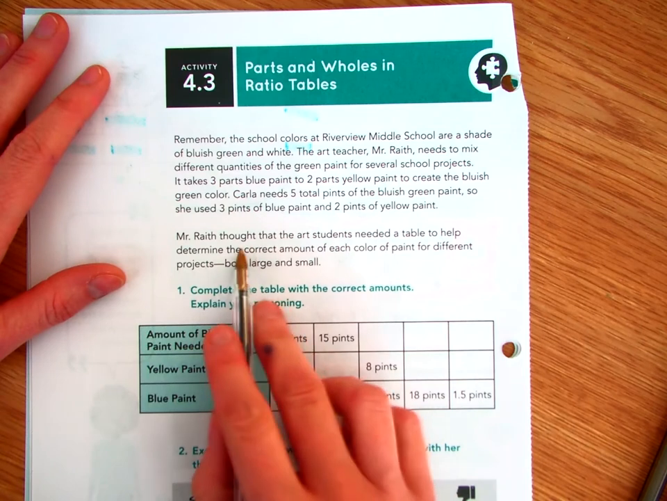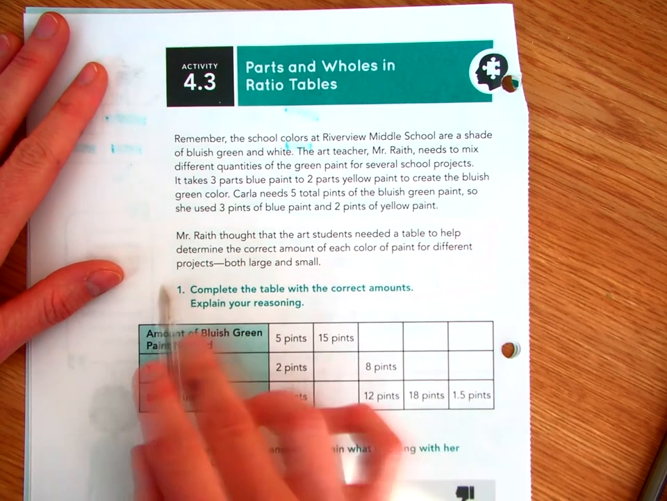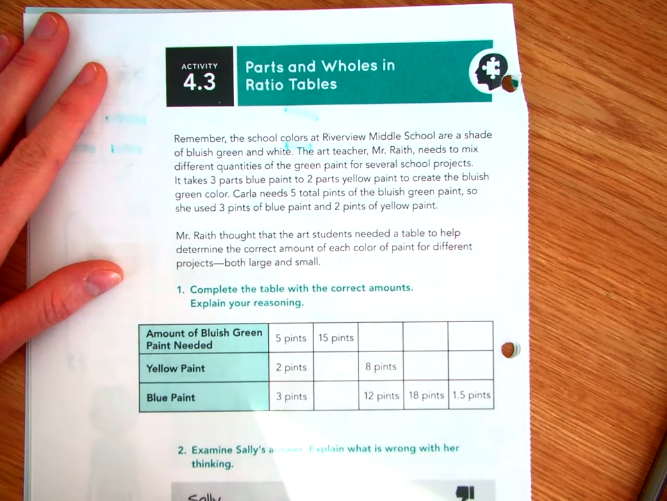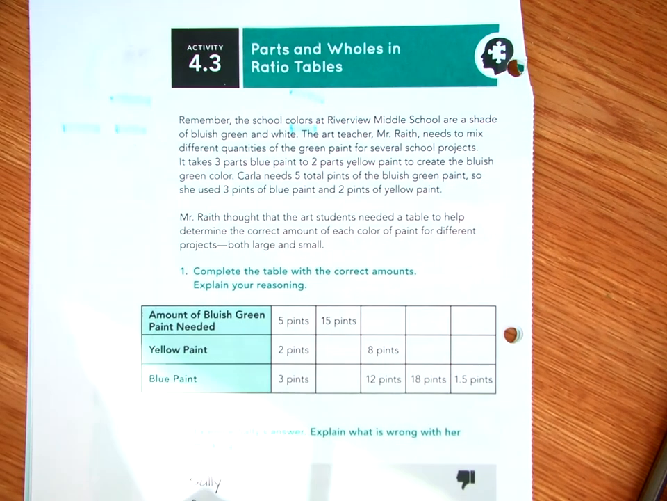Mr. Rafe thought that the art students needed a table to help determine the correct amount of each color of paint for different projects, both large and small. Complete the table with the correct amounts. Explain your reasoning.